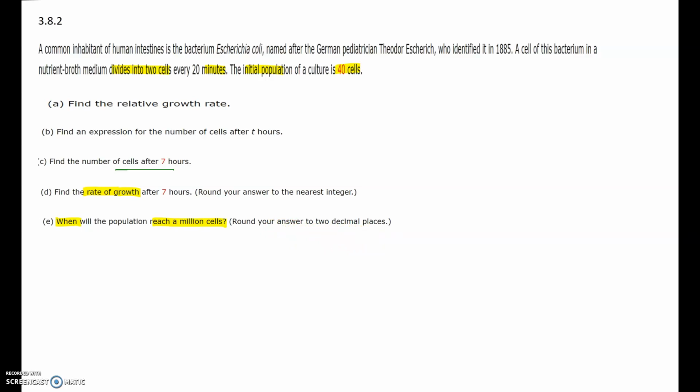So let's start off with the model for the population. The population model is P of T equal to P at 0, e to the kt, population at time T equal to population at time 0, where k is the relative growth rate. It's not given yet. The bacterium divides into two cells every 20 minutes. So let's convert the 20 minutes to hours. 20 minutes is 20 over 60 hour, since 1 hour equals 60 minutes. So it will be 1/3 of an hour.